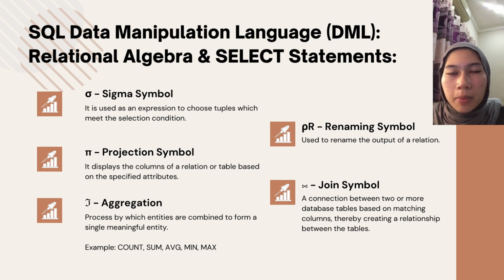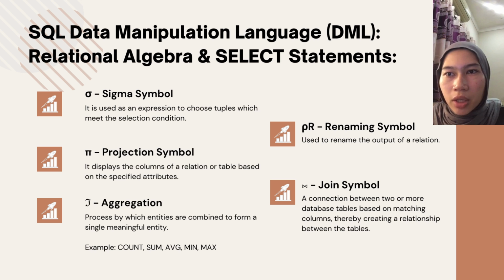The first one is sigma symbols. It is used as an expression to choose tuples which meet the selection condition. So basically sigma symbols is used for selection statement. Number 2 is projection symbol. It displays the columns of a relation or table based on the specific attribute. If the SQL statement mentions the attributes that they want to display, then the projection symbol is being used.